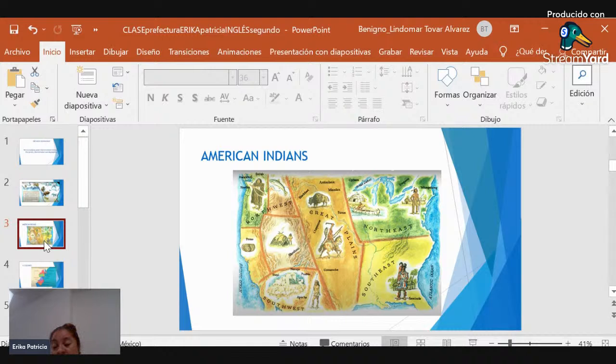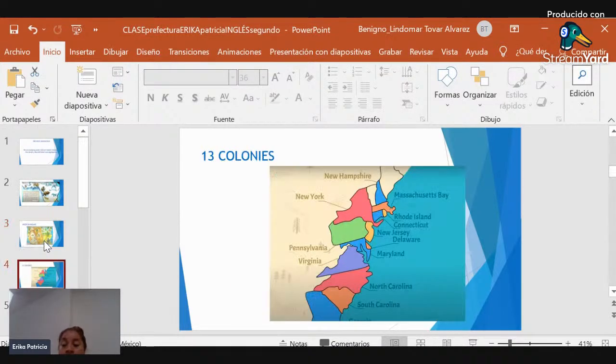After that, Christopher Columbus arrived to America, and they said, "Oh, this is India, so you're going to be called Indian." That's why we call them Indians in America. After Christopher Columbus arrived, many explorers tried to look for new opportunities, and they also wanted precious metals and land to start a new life.